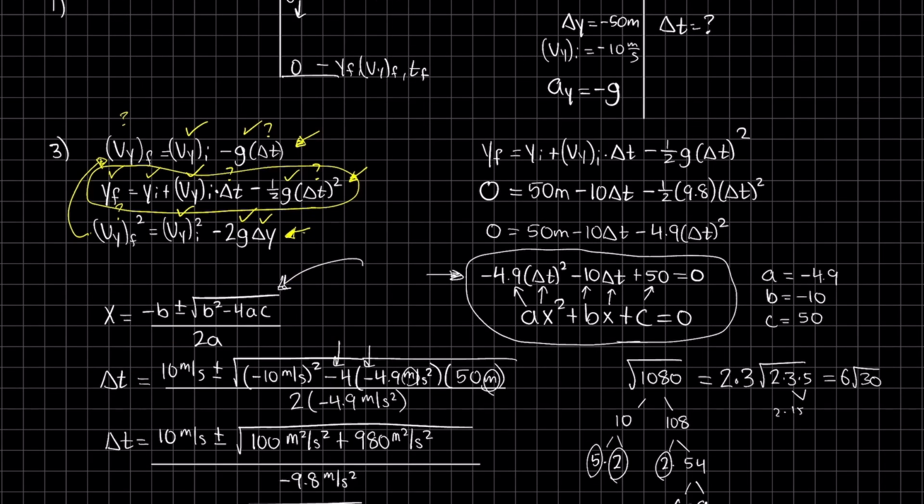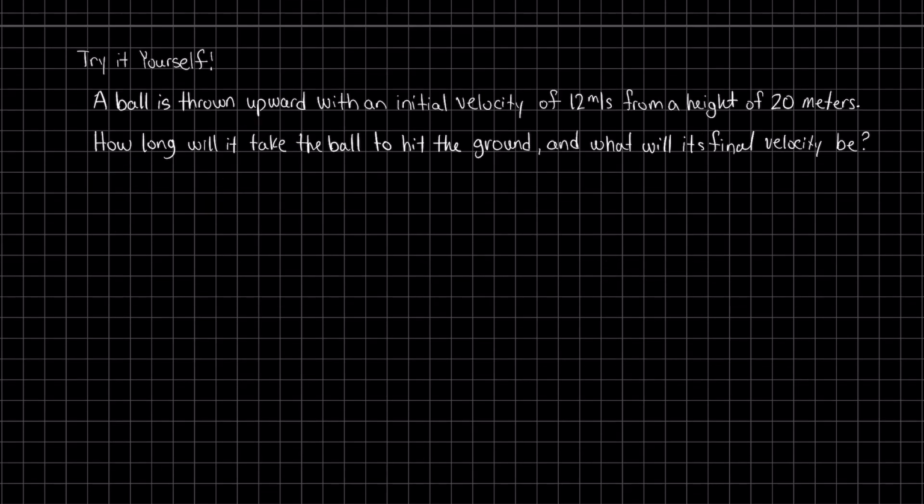Here's a problem for you to solve on your own. So here is the try it yourself problem. It reads, a ball is thrown upward with an initial velocity of 12 meters per second from a height of 20 meters. How long will it take the ball to hit the ground, and what will its final velocity be? Leave your answers in the comments below and I'll be sure to check them out.